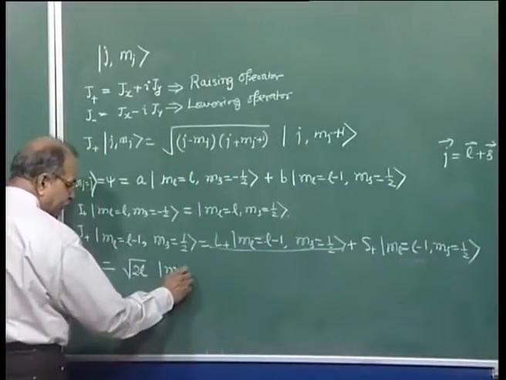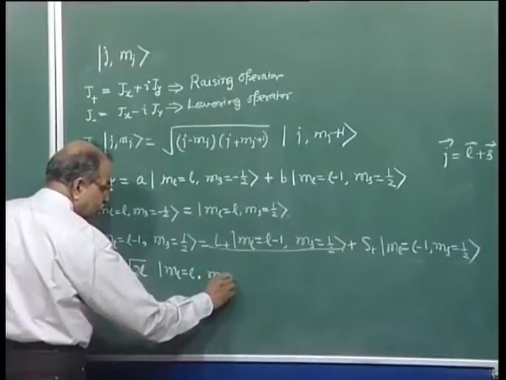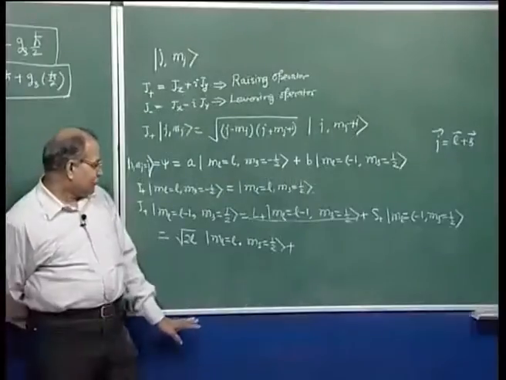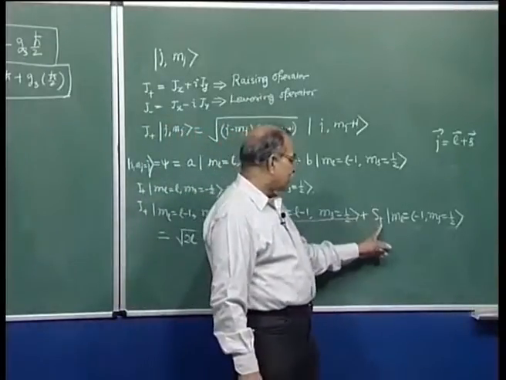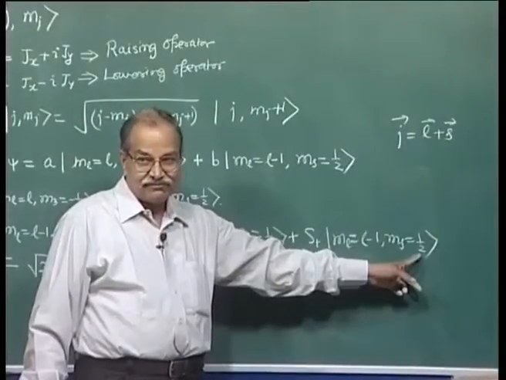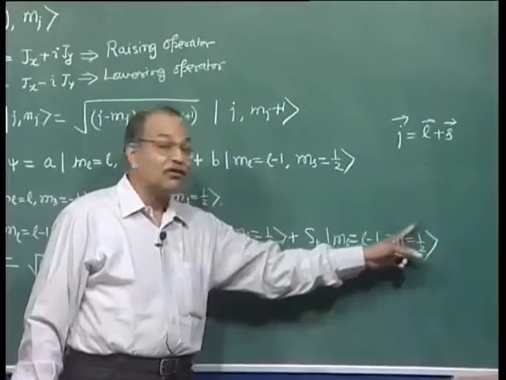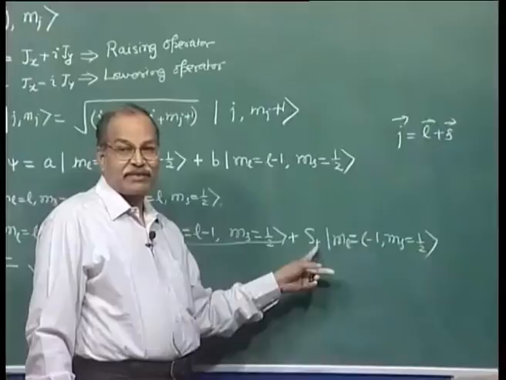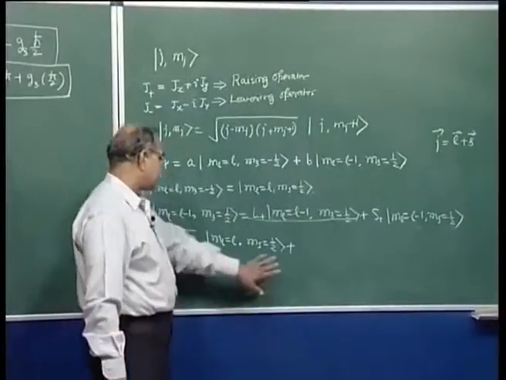Now, what is ML? L, and MS is equal to half. So, this is this part, and the other part, S plus here, with MS equal to half, what will it give? 0. MS is already at its highest value and then you are trying to raise it with S plus. So, this is going to give you 0. So, that is the second part.